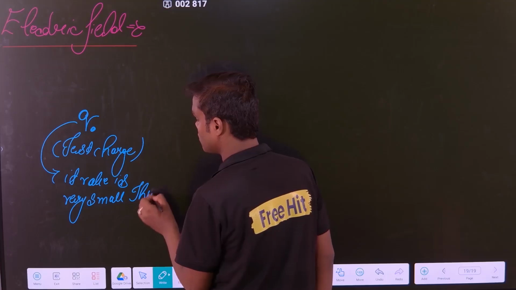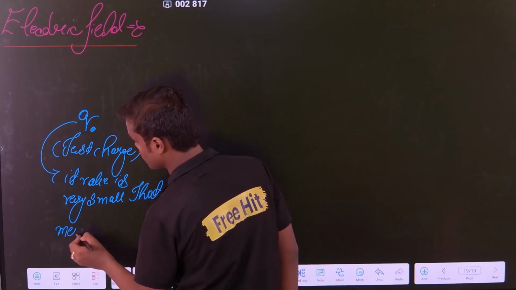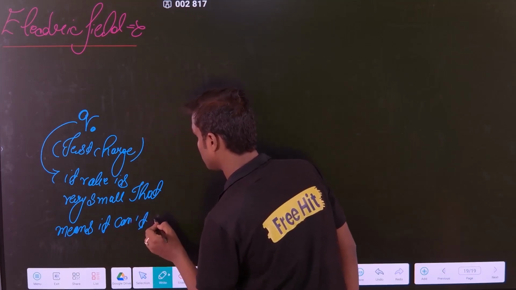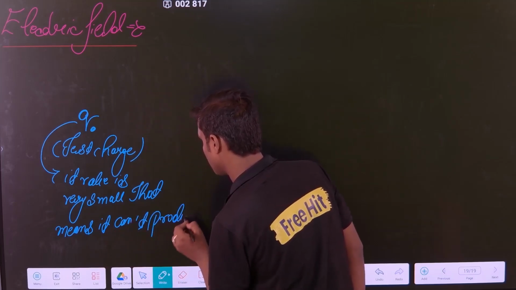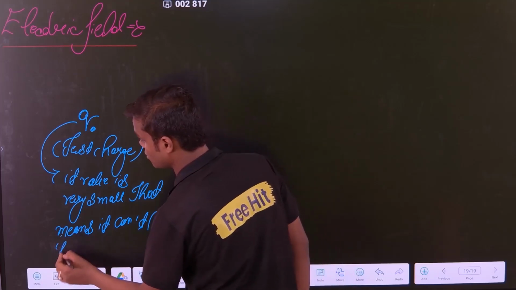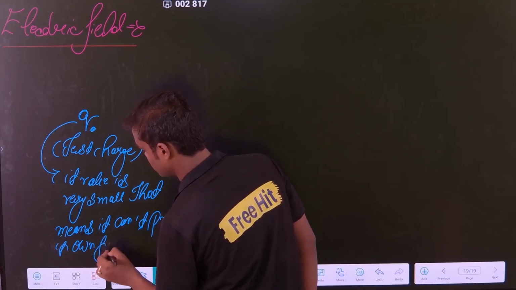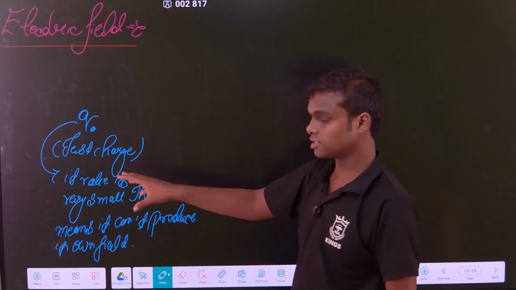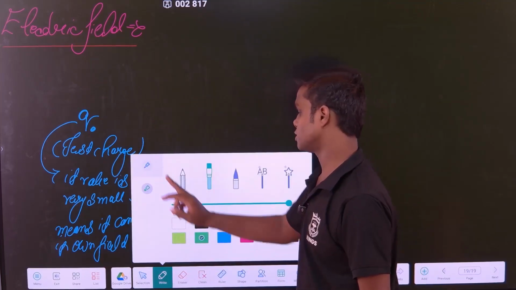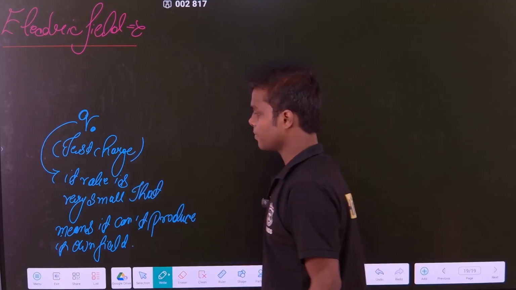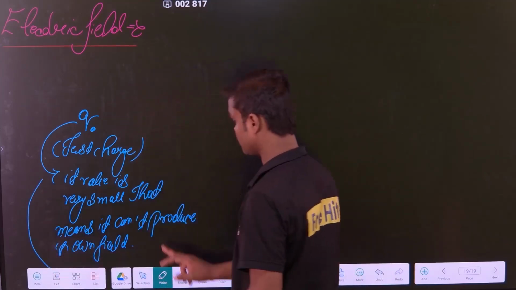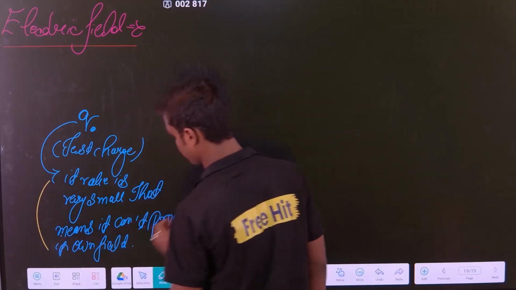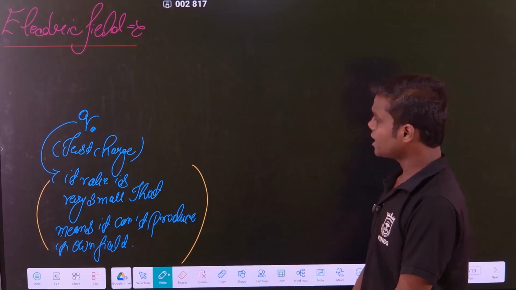That means it cannot produce its own field. That is the one point you have to remember. You will understand it better later, when I explain what the electric field means. Clear? Okay, now let us see what they have observed.